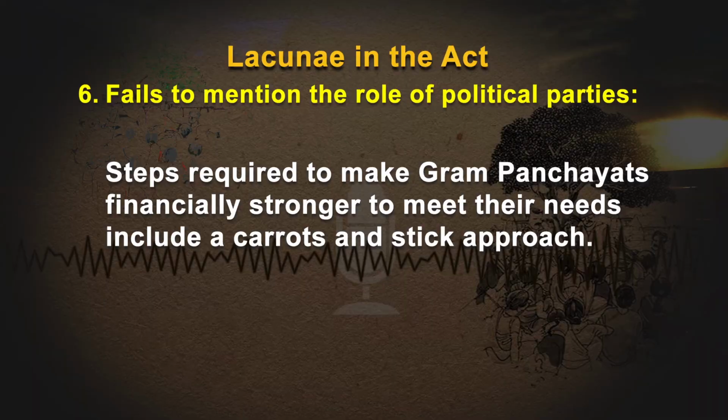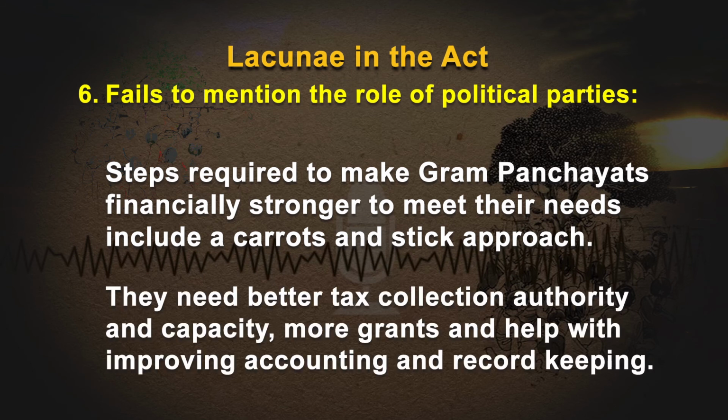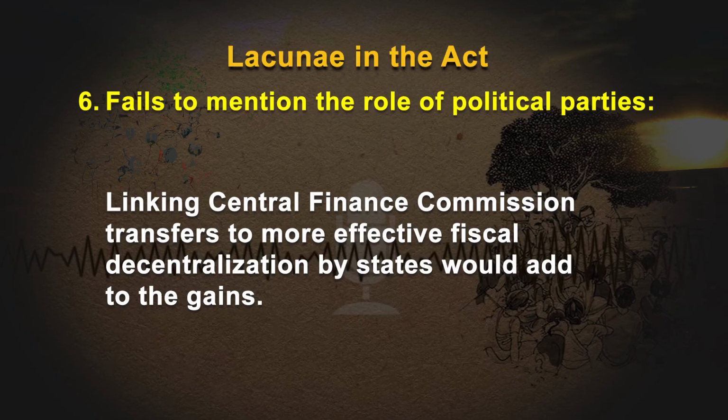To summarize, steps required to make Gram Panchayats financially stronger to meet their needs include a carrot and stick approach. They need a better tax collection authority and capacity, more grants and help with improving accounting and record keeping. But at the same time, they also need to work towards expenditure reform and vitalize service delivery. Linking Central Finance Commission transfers to more effective fiscal decentralization by states would add to the gains.